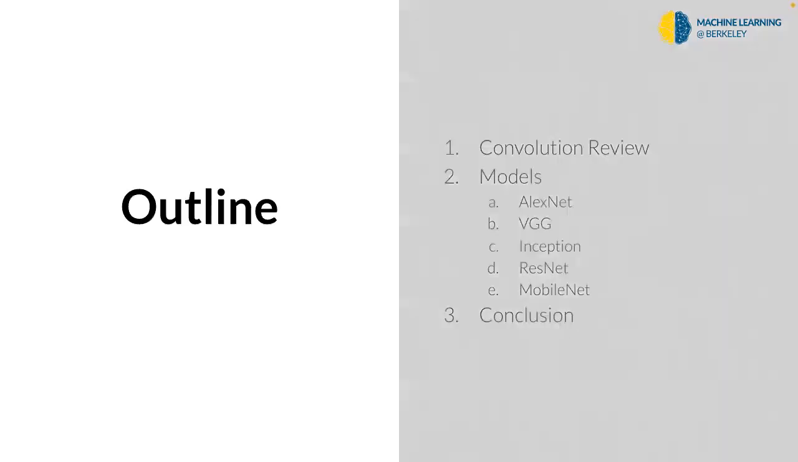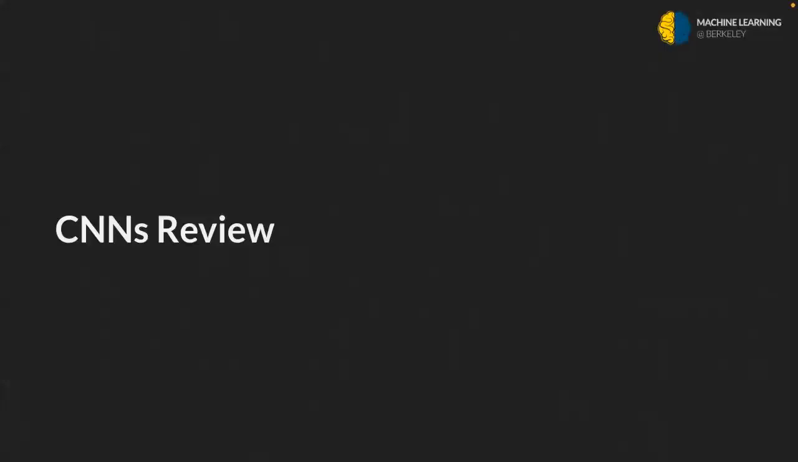Yeah, wonderful. So for the outline, today we're going to be talking about, first of all, a review of convolutions and what the structure of a CNN is. Then we'll dive into the models we're going to be talking about. This will be a review of 2012 to about 2017 or so. And then we'll finish off with the conclusions.